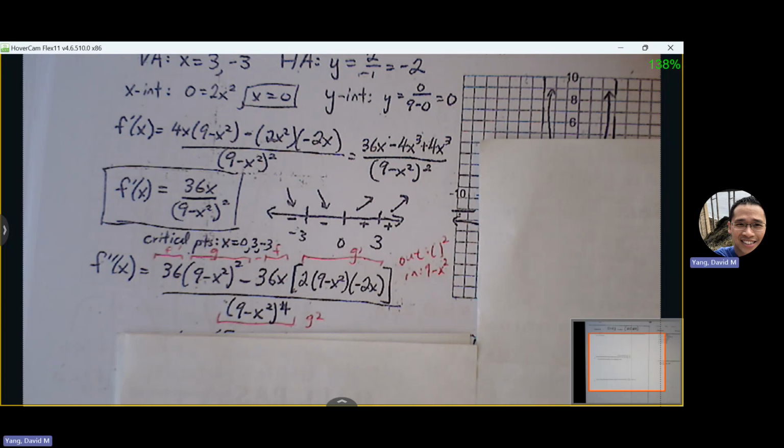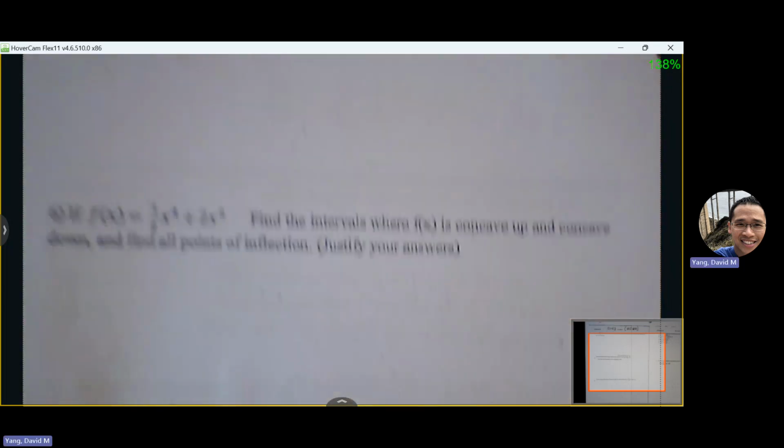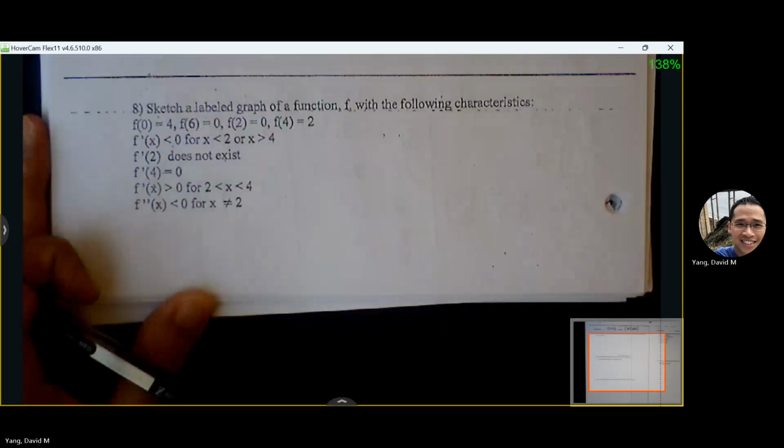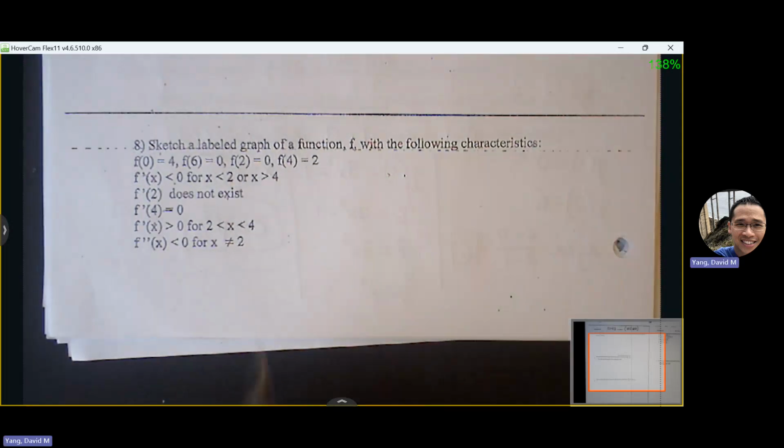Let's shift over to more quiz review for tomorrow. I know this is your homework, but I do want to just talk a bit about number 8 from your homework. This is on page 6. Just to make sure that you guys are comfortable with sketching the graph.